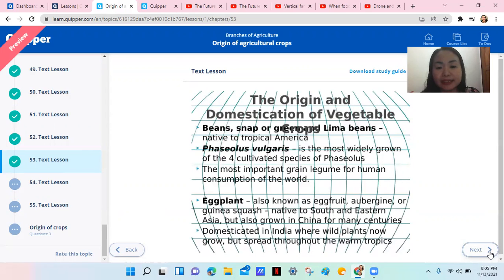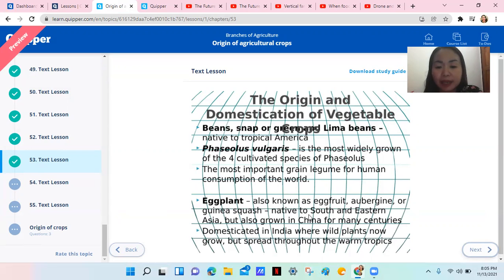So we have beans, snap green and lima beans, which are native to tropical America. And scientifically, Phaseolus vulgaris is the most widely grown of the 4 cultivated species of Phaseolus and the most important grain legume for human consumption around the world.